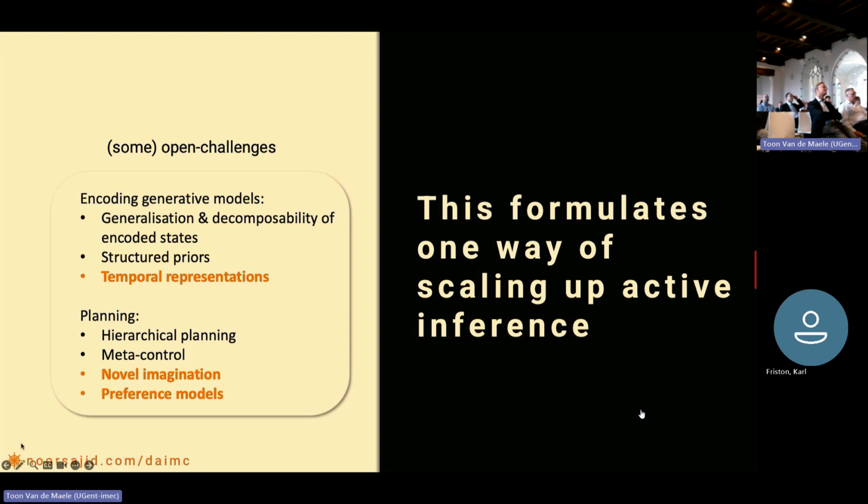And then the other side is planning in terms of hierarchical planning, meta control, and preference models, which I'm really interested in. So I've highlighted some temporal bits which I'm working on and have some work out on.